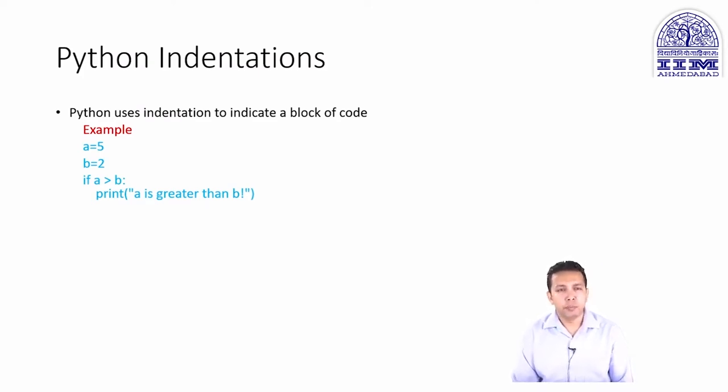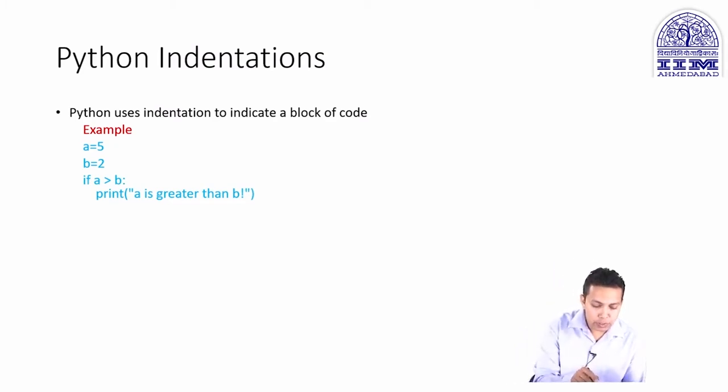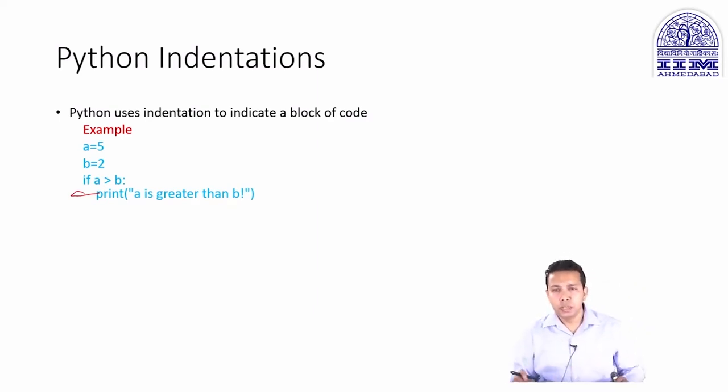Now, I am writing an if command which is making a comparison: if a is greater than b. In case this condition is true, then it is printing "a is greater than b". Now, you could see that under the if command, when I have written the print statement, I have kept a small space over here. Now, this space is called indentation. Indentation in Python can be given by either pressing the tab key or by giving 4 spaces.